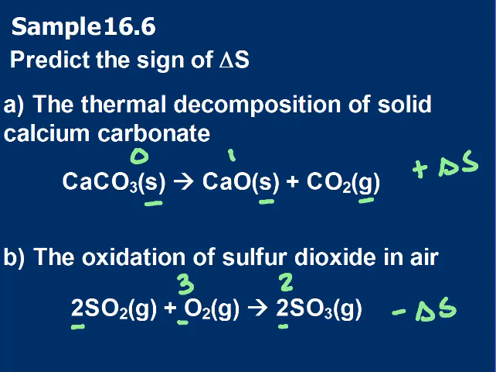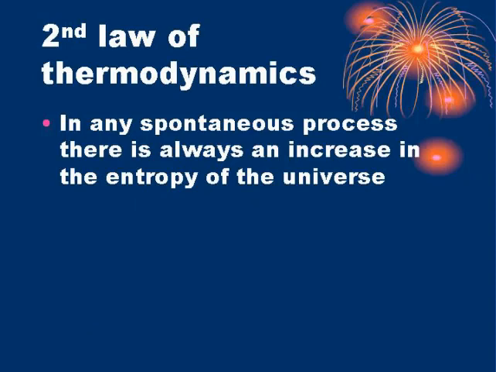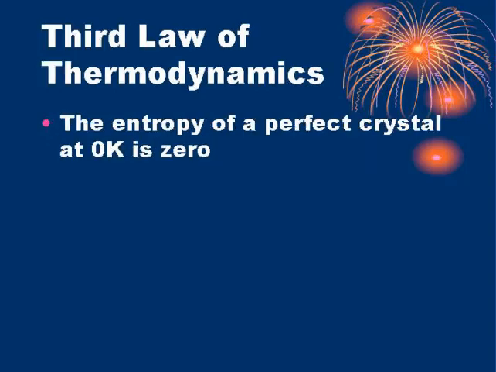negative delta S. The second law of thermodynamics states that in any spontaneous process, there is always an increase in entropy of the system. The third law of thermodynamics says the entropy of a perfect crystal at 0 Kelvin, which was absolute zero, where all motion stops, is 0. In other words, everything has entropy.